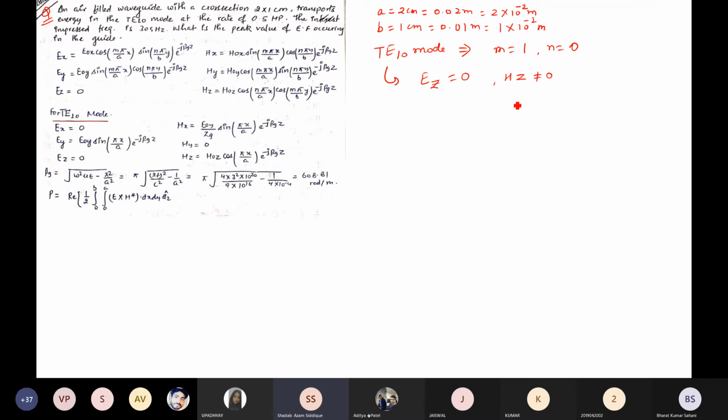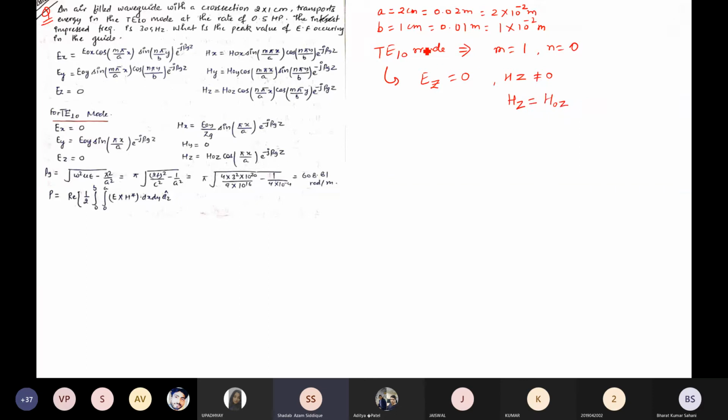What should be the Hz value? So we know the TE10 mode, we should write directly. We cannot go through the solution or the derivations. We should write directly whatever solution I have dictated. First of all, you should tell me how we can write Hz.